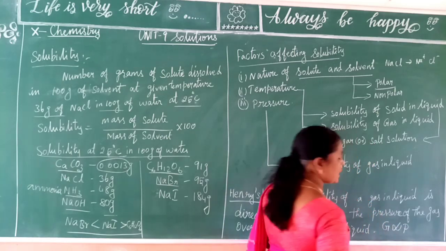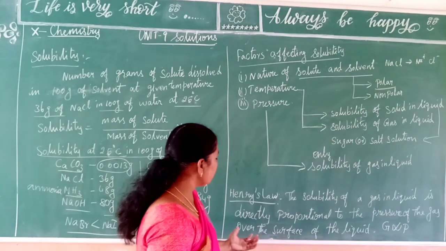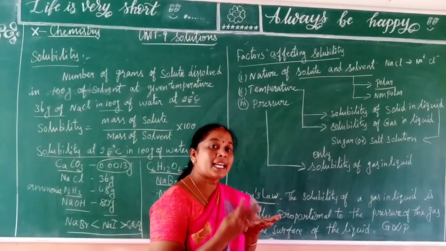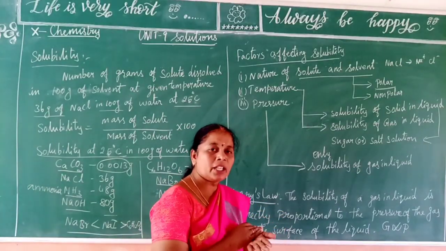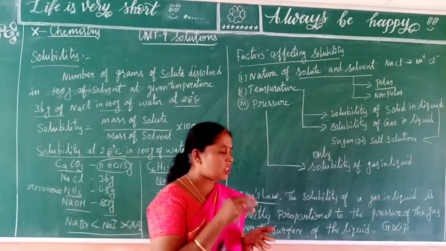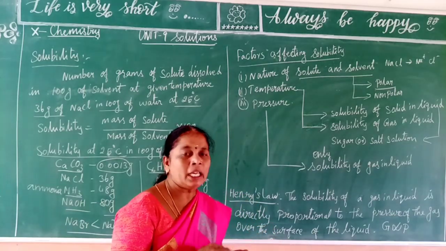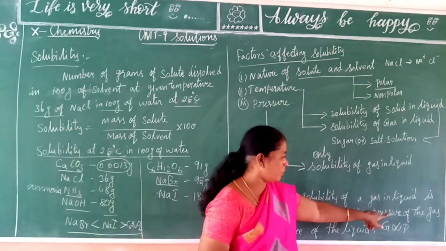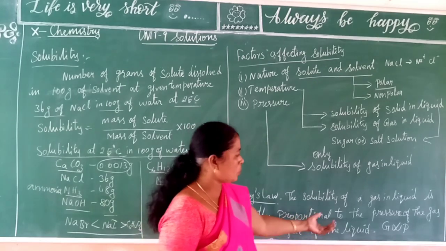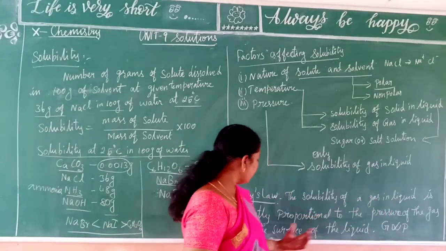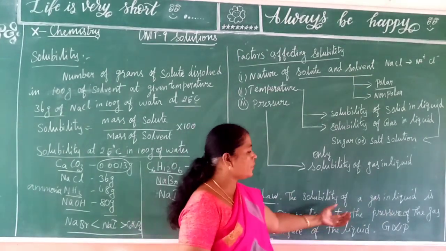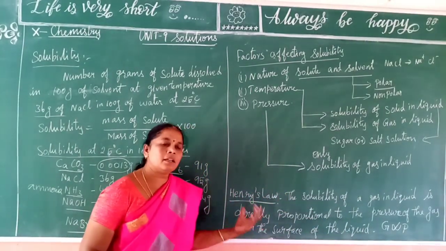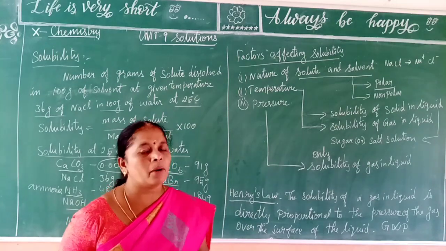The dissolving of gas is directly proportional to the pressure of the gas over the surface of the liquid, not the sides of the liquid, only the surface of the liquid. Where you give the pressure, the solubility increases. So the solubility of the gas in liquid is directly proportional to the pressure of the gas over the surface of the liquid. Okay, you see this in Henry's law.